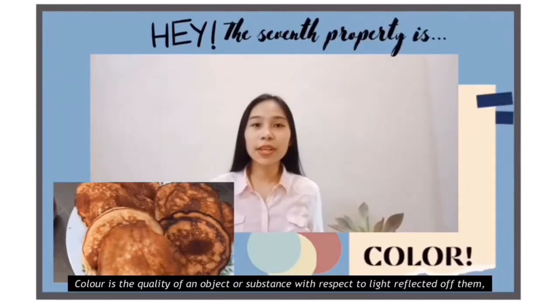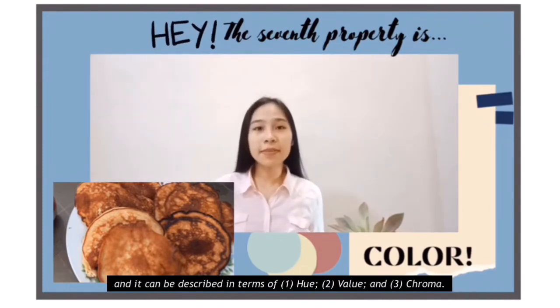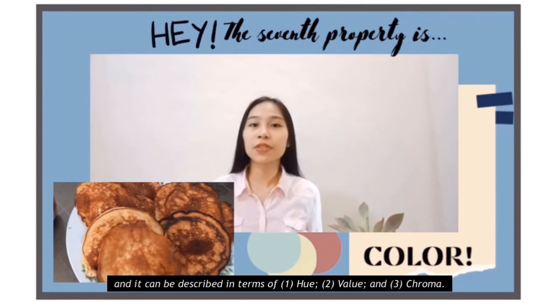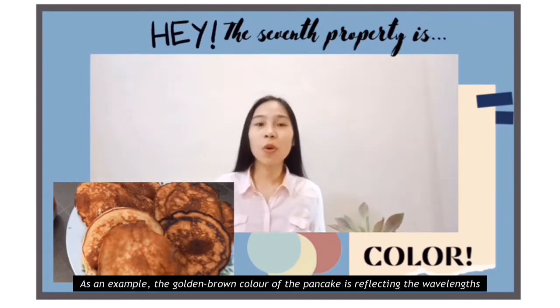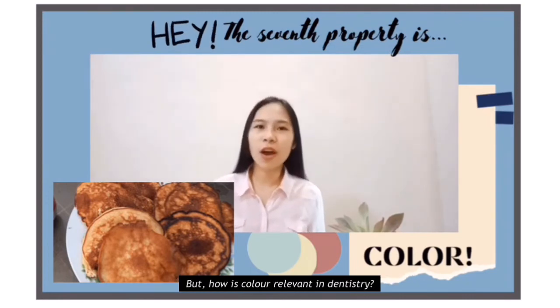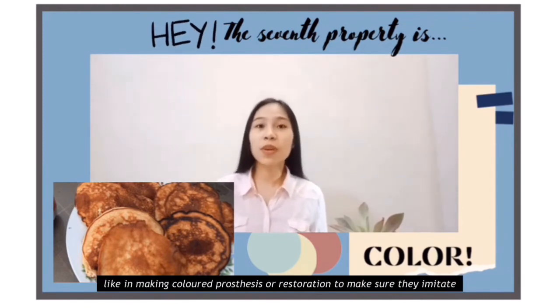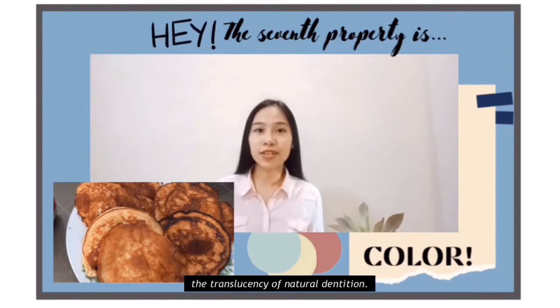Color is the quality of an object or substance with respect to light reflected off them, and it can be described in terms of hue, value, and chroma. As an example, the golden brown color of the pancake is reflecting the wavelengths of what we see as golden brown, absorbing all the rest. But how is color relevant in dentistry? Well, it is important for aesthetic purposes, like in making prosthesis or restoration to make sure that they imitate the translucency of a natural dentition.